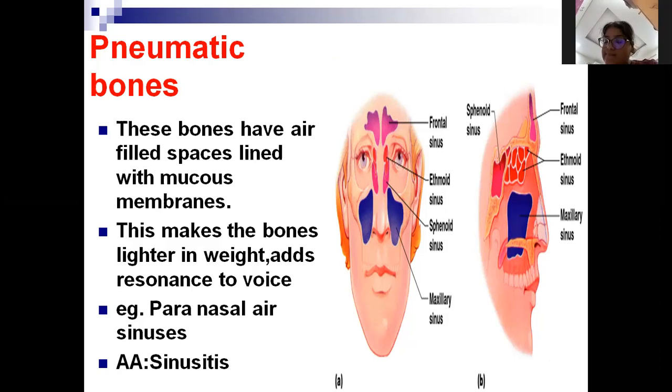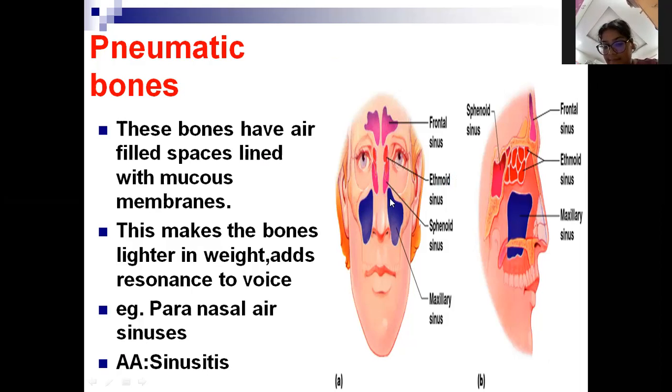Similarly, our skull bone and a few other bones are filled with air to make them lighter and also to add resonance to voice. So these are pneumatic bones. Generally they are seen in the maxillary, frontal, ethmoidal and sphenoidal bones. These are all forming paranasal air sinuses.